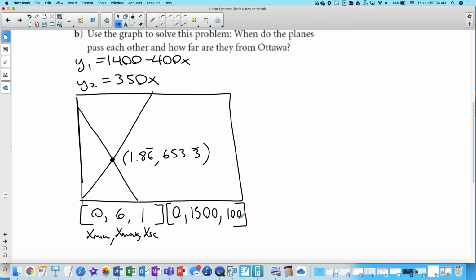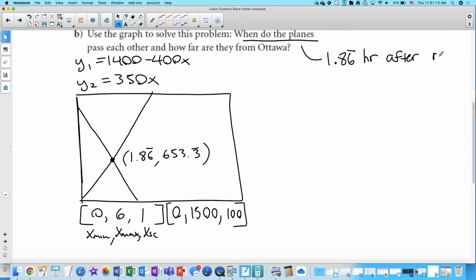All right, and then right before we finish for the day, let's actually answer the question, which is, when do the planes pass each other? And how far are they from Ottawa? Okay, well, which variable refers to time? X, yeah, so they will pass each other when x is 1.86 repeating hours after noon.